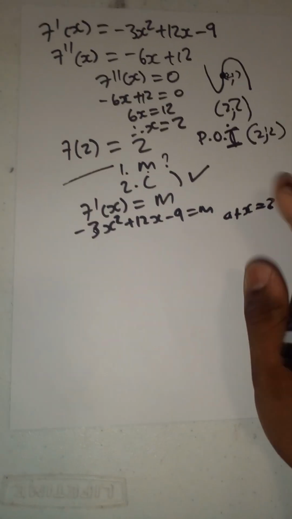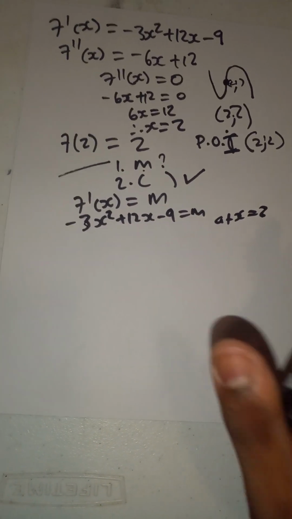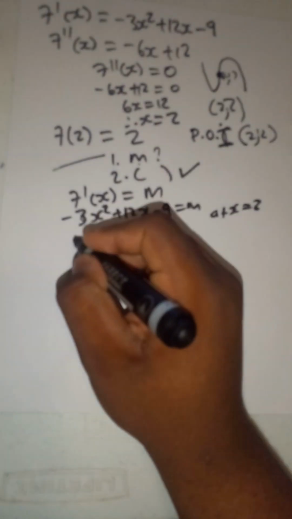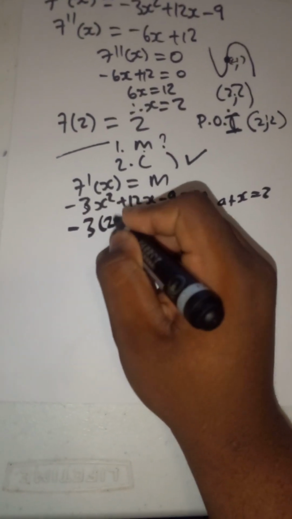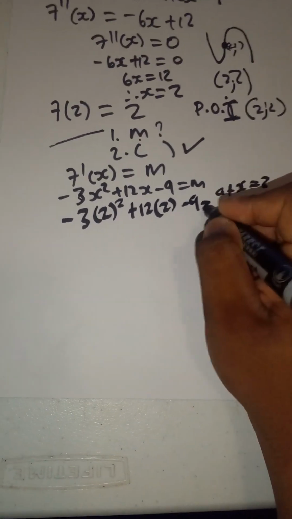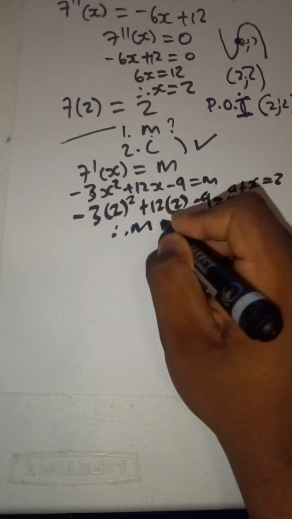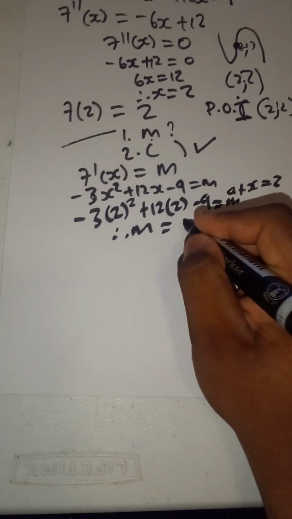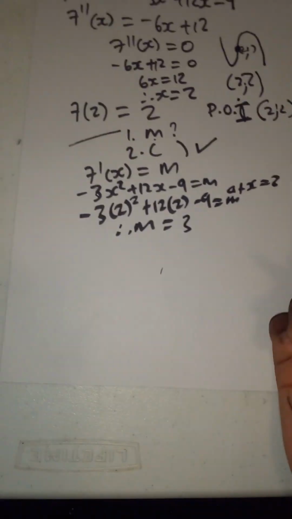Whenever you are dealing with the first derivative of x, you are always taking the x value only. So now you're going to substitute 2 where there is x. So therefore the gradient is equal to 3. Now let's find the equation.